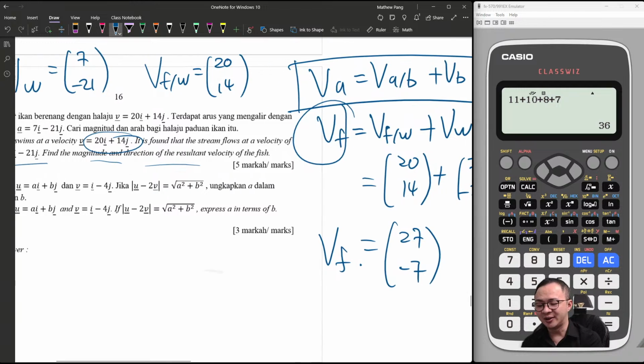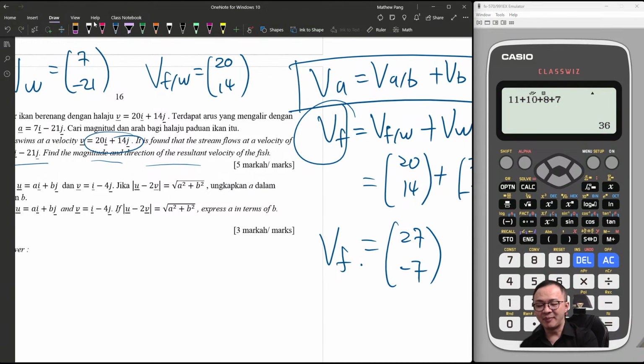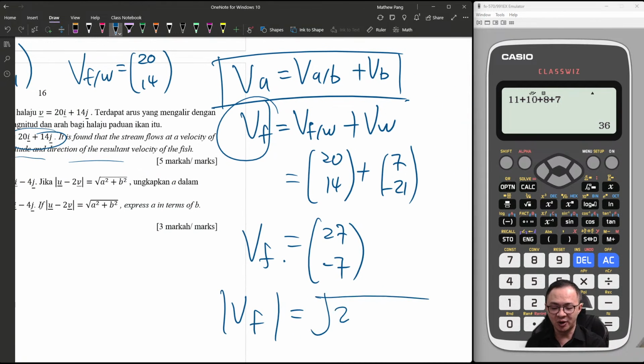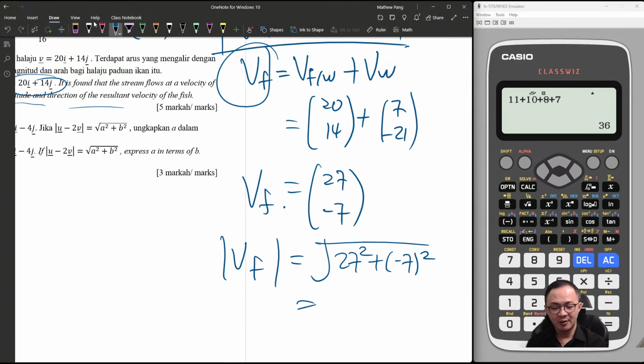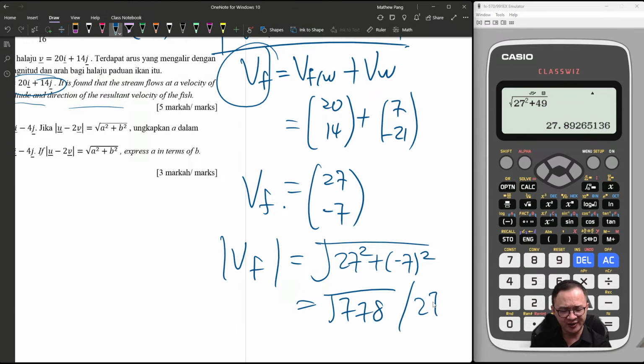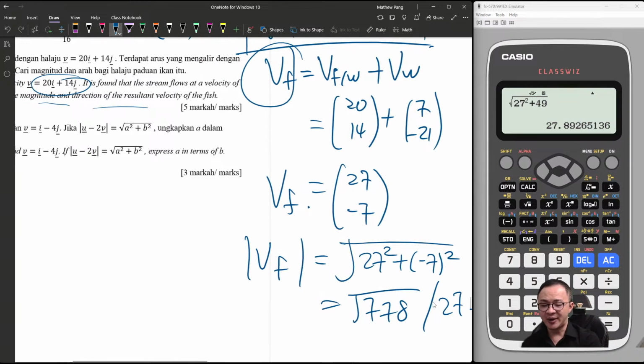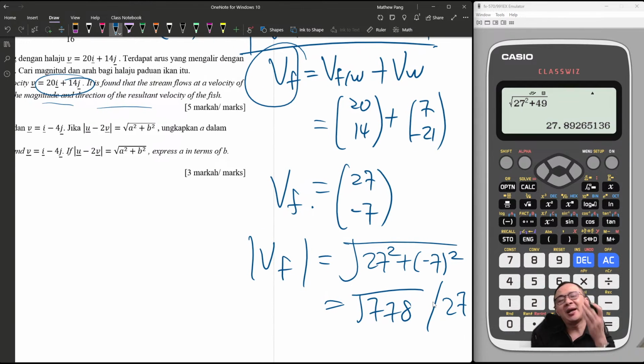But they want the magnitude, right? They want the magnitude. So they want the magnitude of this one. So we need to do Pythagoras to get the so-called magnitude. So use a calculator for this one. So square root 778. This is the magnitude, or if you prefer decimal, you can do 27.89. Okay, this is the magnitude of this one. You need to know the magnitude of the velocity means speed. If today you ask me, sir, what is this number? This one actually is the speed of the fish.